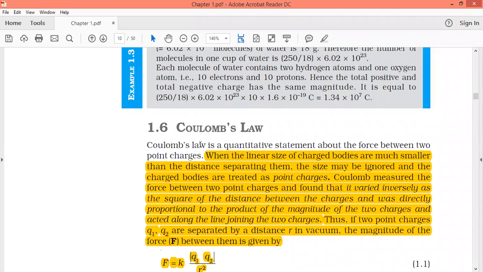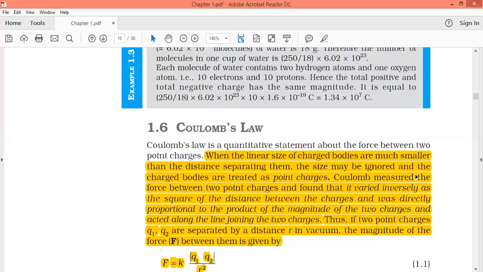So today we are going to discuss Coulomb's law. In the last class we discussed that if the charged bodies are separated by a distance, and the distance is very large compared to the size of the bodies, so that the size of the body is very small compared to the distance, then the charged bodies are called point charges.